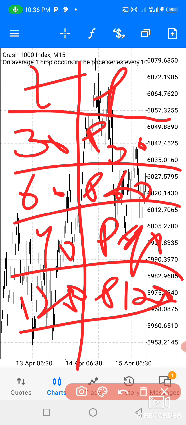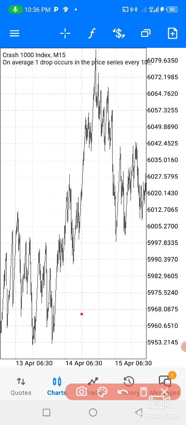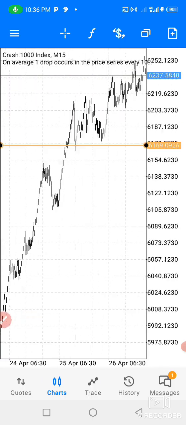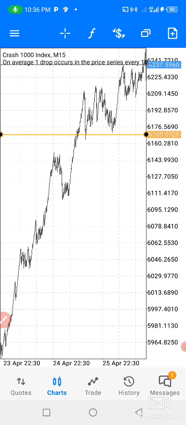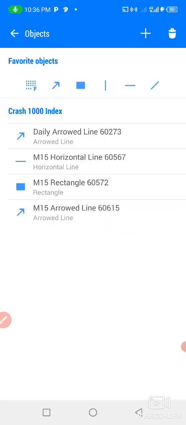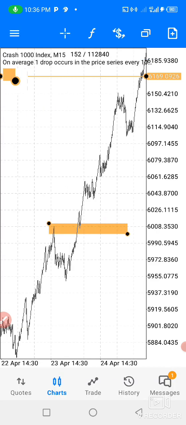That is an uptrend. You will now go to the 15 minutes time frame and look for a break of structure. Look for where there is a bullish break of structure like this one. There is a bullish break of structure here. Look for it and draw it with your line.